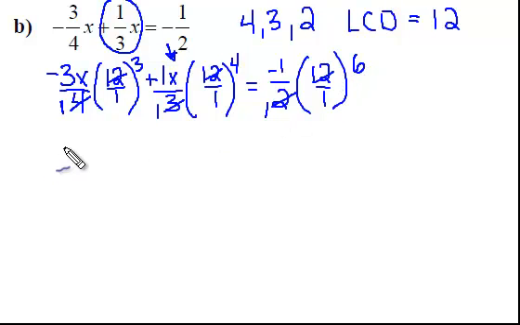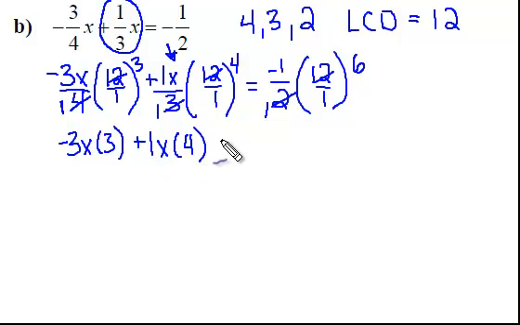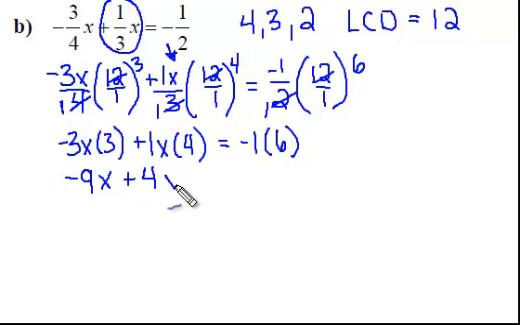Let's rewrite this now. So I have negative 3x times 3, and it's over 1, so I don't need to write it. I have positive 1x times 4, all equal to negative 1 times 6. Simplifying these, negative 3x times 3 will give me a negative 9x. Positive 1x times 4 will give me a positive 4x. And negative 1 times 6 will give me a negative 6.